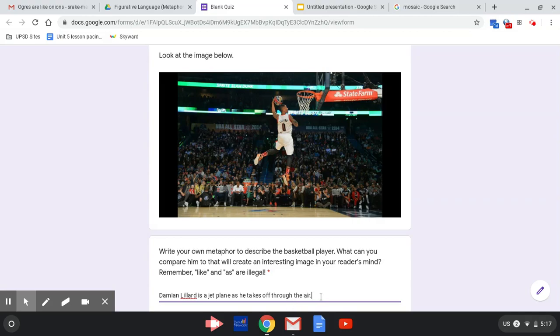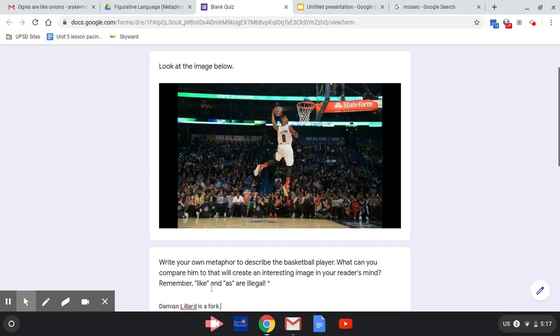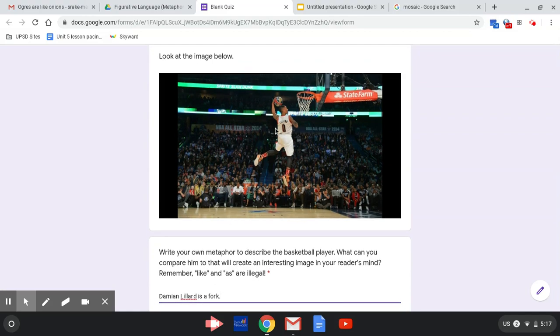So if you just said Damian Lillard is a fork, right? Because you're comparing two different things in order to create a better description. Well, I'm going to look at this image and I'm going to say, okay, why is he a fork? So it has to make sense, right? So he's flying through the air just like a jet plane. So I'm going to stick with that as he takes off through the air. Pause your video and write your metaphor for Damian Lillard.